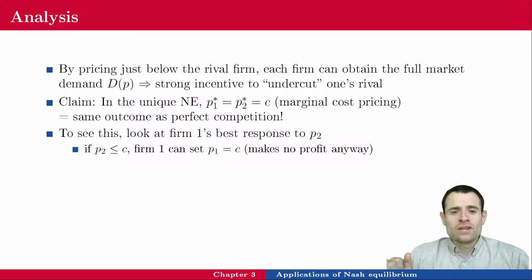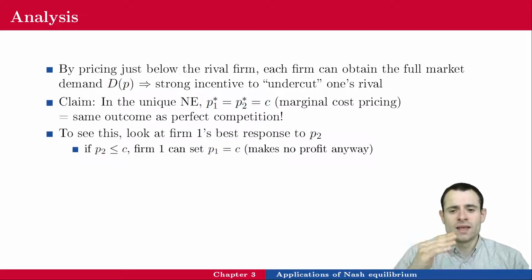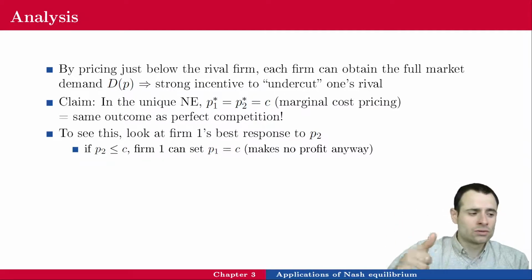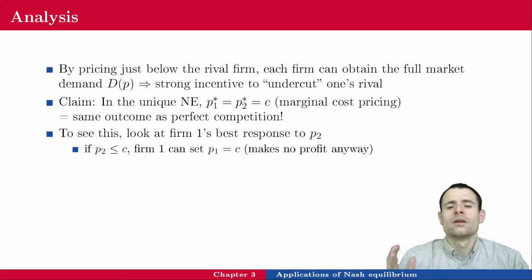Firm 1 doesn't have any incentive to get to a price lower than C because it will make a loss. Of course, in real life, there are other considerations. Some firms might be willing to make a loss temporarily to be able to drive the competitor out of the market and then make more profits later by being a monopolist. Those are assumptions we are not making here.